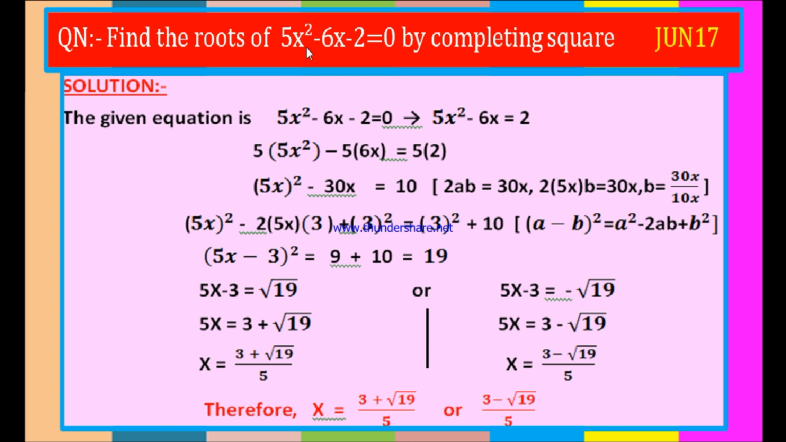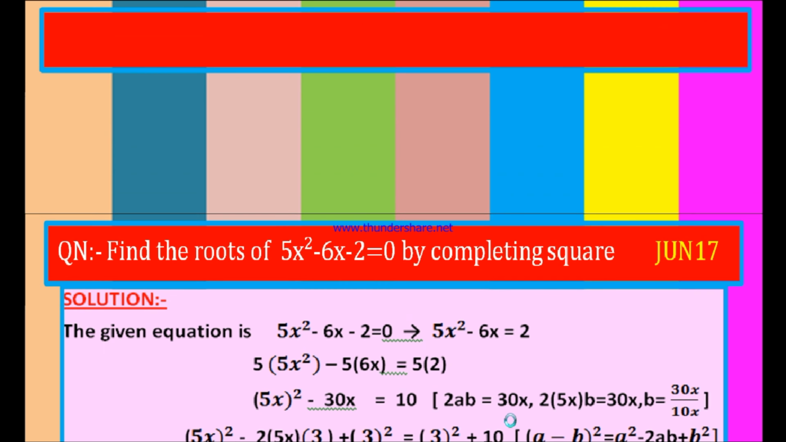Therefore, since it is a quadratic equation, there should be two roots, and both the roots are: x is equal to 3 plus root 19 by 5 is one root and 3 minus root 19 by 5 is the second root. And here is the third question.